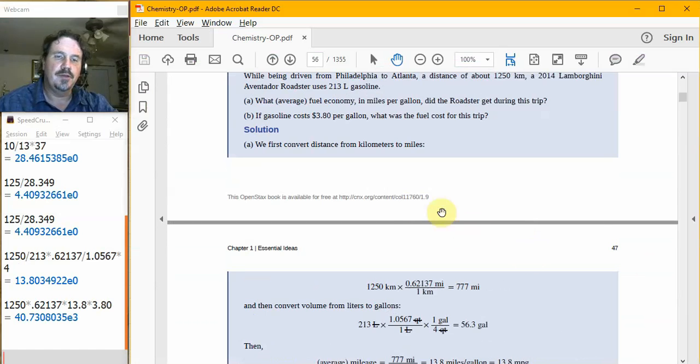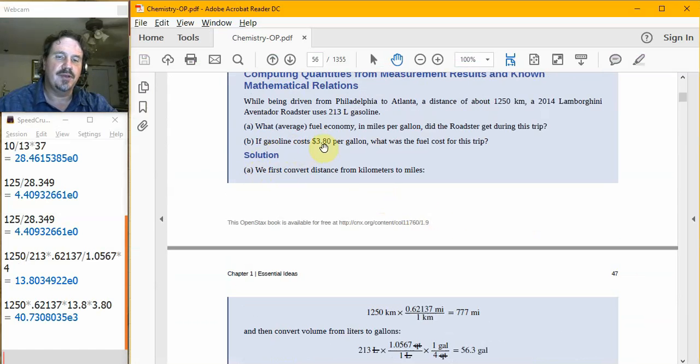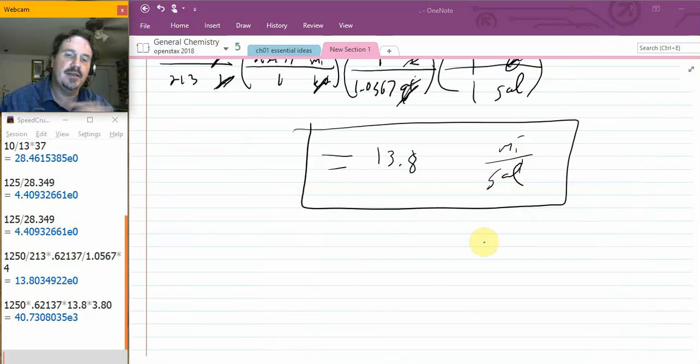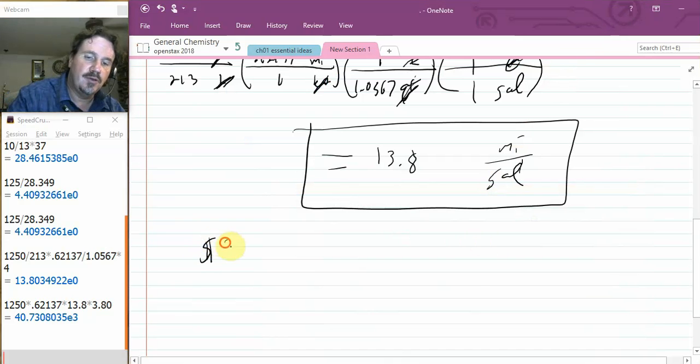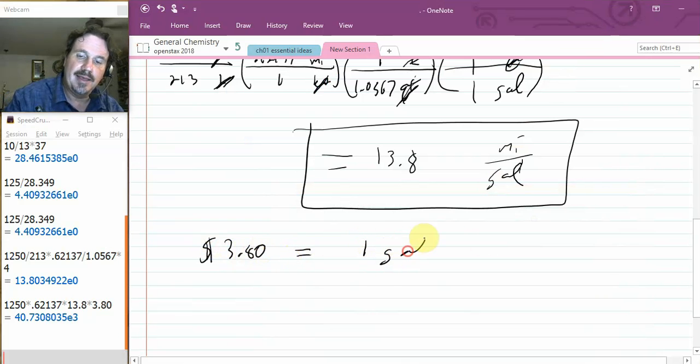Alright, let's see. There's a part B to this as well. It says if gasoline costs $3.80 a gallon, what's the fuel cost of the trip? Alright, so $3.80 per gallon. That's another conversion factor. It converts between gallons of gasoline and dollars for that gasoline. And I've got to think about it that way. It's just another conversion factor. So let me write that down actually. It's $3.80 is the same thing as 1 gallon. And there's my conversion factor, right?